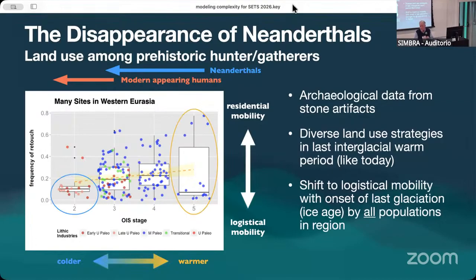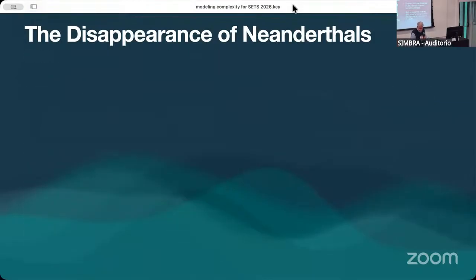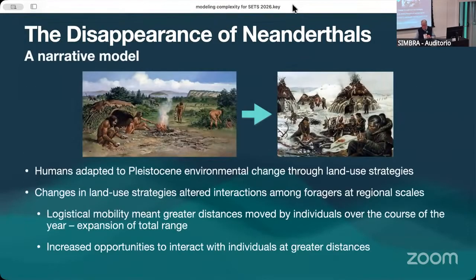Here's some illustration. My hand waving maybe it's better, but for the people online, here's some illustration of that. So what this means is that people adapted to environmental change through different kinds of land use strategies. And logistical mobility had some consequences. It means that people moved longer distances to find resources, an expansion of their total range. And this increased the opportunities for interaction between individuals of different groups.